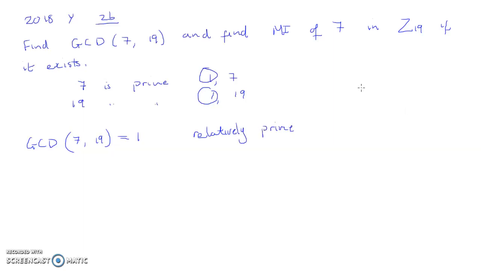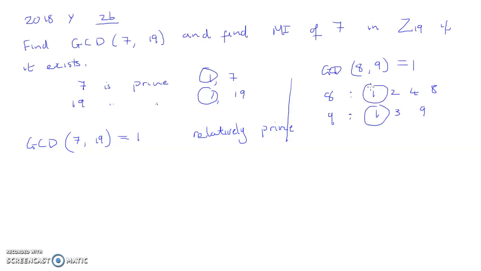Now I'll just go off on a little tangent here. The greatest common divisor of, say, 8 and 9 is also 1. Now 8 is not prime. It has 1, 2, 4, and 8 as divisors. And 9 is not prime either, and it has 1, 3, and 9 as divisors. But they have a greatest common divisor of 1. So 8 and 9 are relatively prime to each other. Sometimes that's called coprime. So that's just on the side.